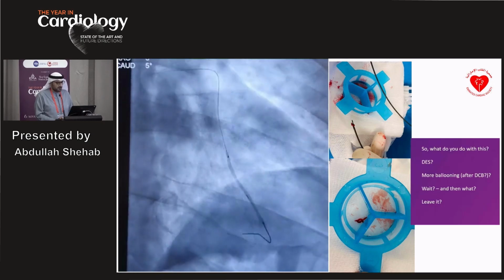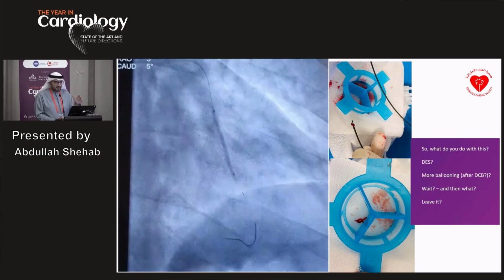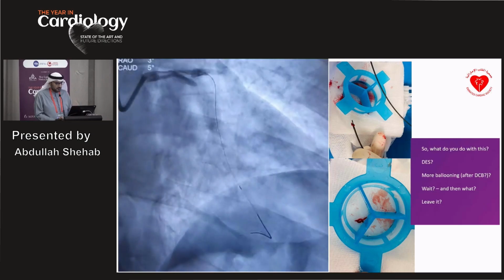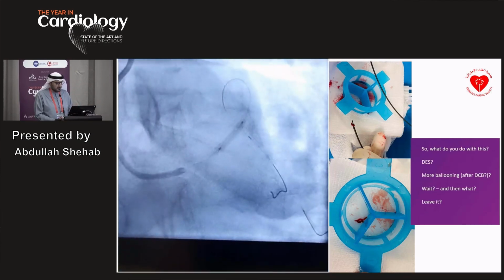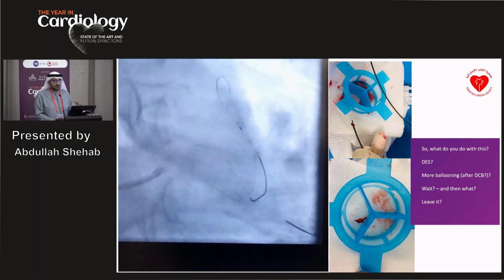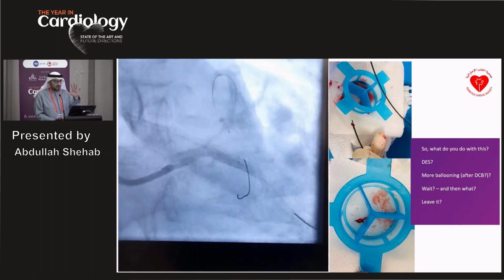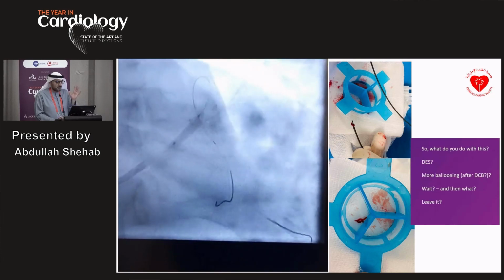So this is what happened. I used a DCB here after I managed to clean as much as possible. It was a long DCB, 2.5 by 40. Then the proximal part, also because it was fresh, I had a good result with the balloon. You see the balloon is fine. So I had a good result like that.